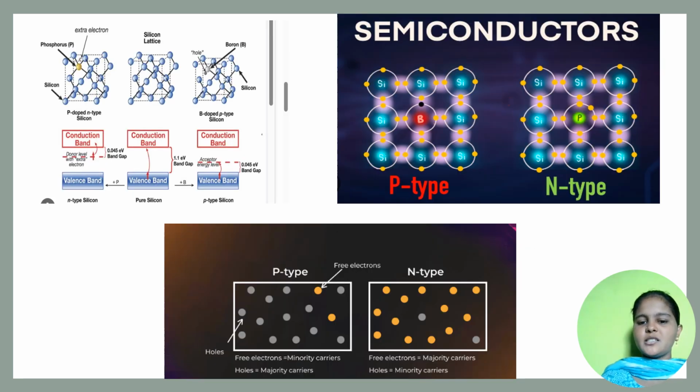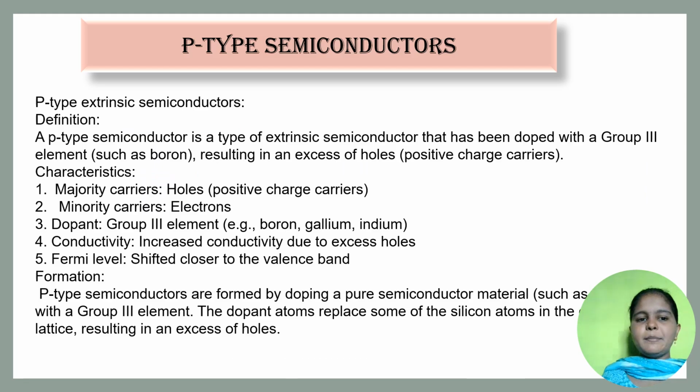Here are some pictures related to p-type and n-type semiconductors. P-type semiconductors are defined as a type of extrinsic semiconductor that has been doped with group 3 elements, nothing but trivalent elements such as boron, resulting in an excess of holes, positive charge carriers. They are positive charge carriers.